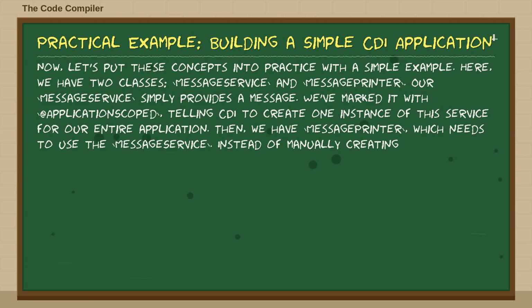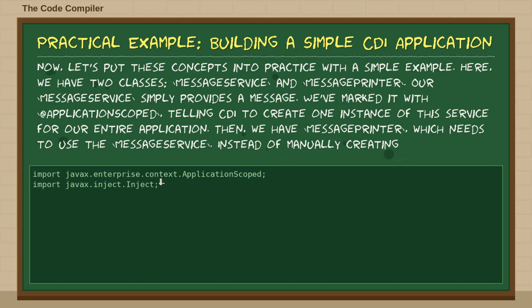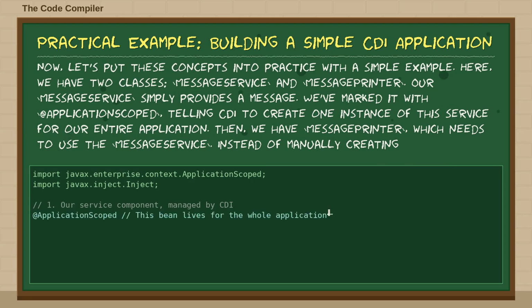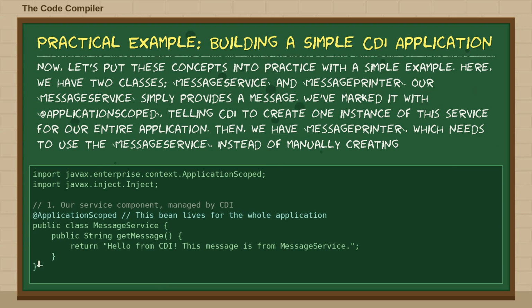Instead of manually creating MessageService inside MessagePrinter, we just use the @Inject annotation. CDI automatically finds and injects an instance of MessageService into MessagePrinter. When printMessage is called, it uses the injected service to display the message. In a real Java Enterprise Edition environment, a web request or another CDI bean would trigger MessagePrinter. CDI handles all the wiring behind the scenes, making your code clean and focused on business logic.